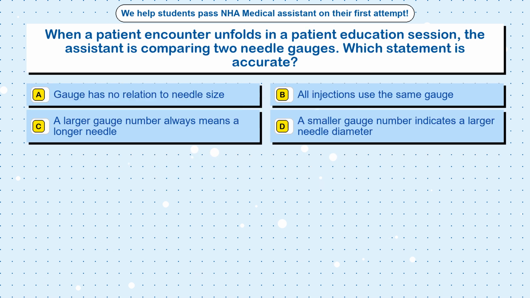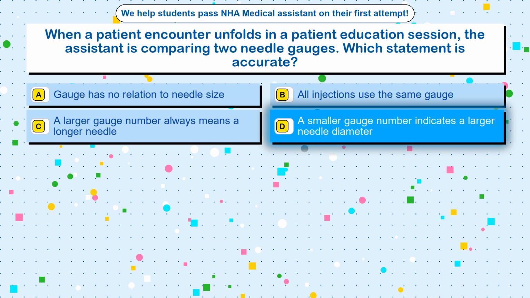Question 76. When a patient encounter unfolds in a patient education session, the assistant is comparing two needle gauges. Which statement is accurate? Option A. Gauge has no relation to needle size. Option B. All injections use the same gauge. Option C. A larger gauge number always means a longer needle. Option D. A smaller gauge number indicates a larger needle diameter. The correct answer is option D. A smaller gauge number indicates a larger needle diameter.